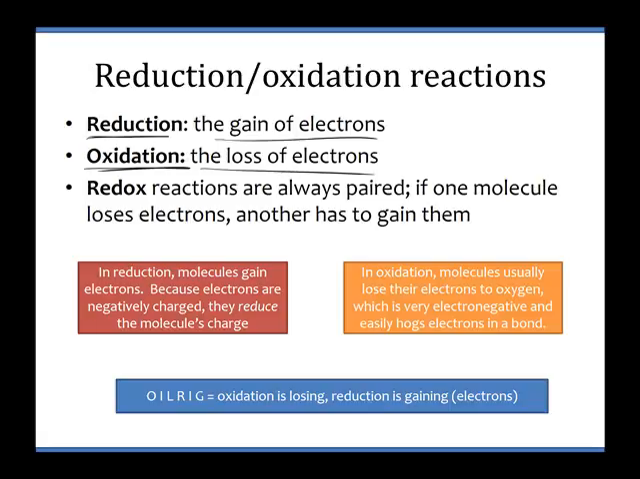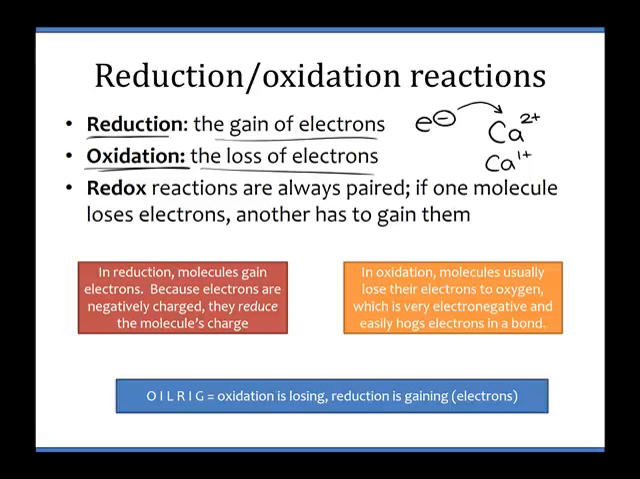Now why is reduction called reduction if you're gaining electrons, if you get more stuff? Why are you reducing? Remember, electrons have a negative charge. So when you add electrons to an atom, let's take a calcium atom that has a 2 plus charge, and add an electron to it, it becomes a 1 plus. We are reducing the charge. So when you add electrons, you're reducing something. It could be a single atom like we just showed, or it could be an entire molecule.